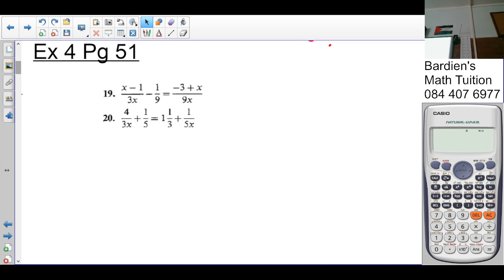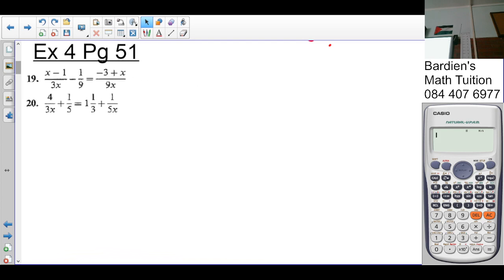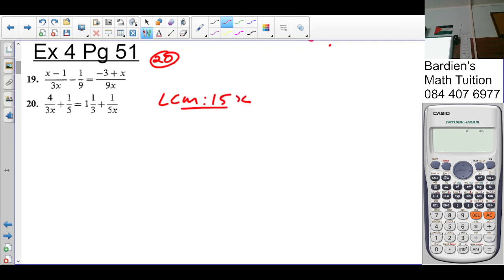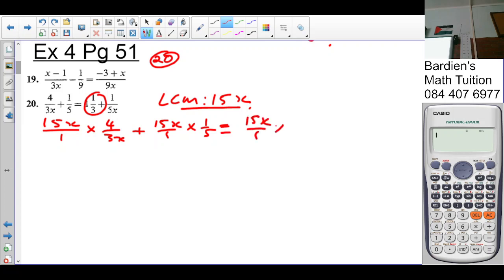Number 19. Any problems with number 19? Number 20? Right, go for it, Michael. What's the LCM? 15x. Right, carry on. So it's firstly 15x over 1 times 4 over 3x, plus 15x over 1 multiplied by 1 over 5 equals. Now this here can be written as 4 over 3. So it's going to be 15x over 1 times 4 over 3 plus 15x over 1 times 1 over 5.